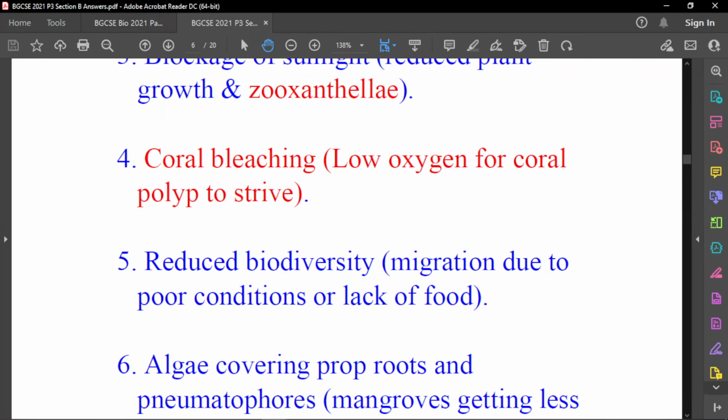Also, what you could have is coral bleaching. And the reason I put this in red is that coral bleaching is not a direct result, but a secondary one, because if you have low oxygen for the coral polyp, then the coral polyp will die because they use the oxygen, and if they die, then the coral will bleach.